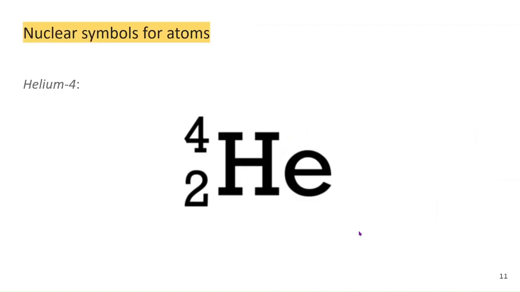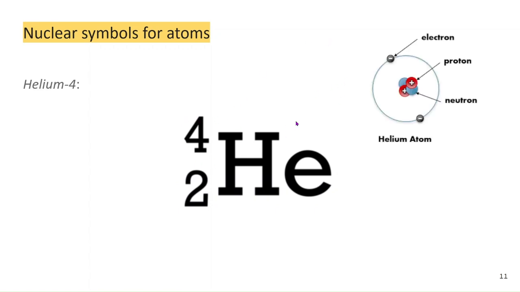Okay, so let's talk about nuclear symbols for atoms. So right here we have helium-4, and we have these 2 numbers here next to helium's atomic symbol. And we need to know how to read a symbol like this. So obviously the He means helium. You can look at the periodic table for that. But these numbers also have meaning. And if I throw up a picture of what this looks like, we could probably figure this out, right?